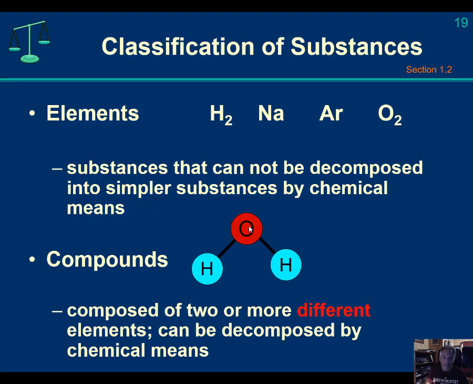Now, I can do chemistry on water, and I can separate the hydrogen from the oxygen into O2 and H2 gases, which have completely different properties from water. Water is either ice or liquid or a gas. So this is a pure compound substance. Just remember, it's composed of two or more different elements, and I can separate these elements by doing chemistry. That means it's a compound.